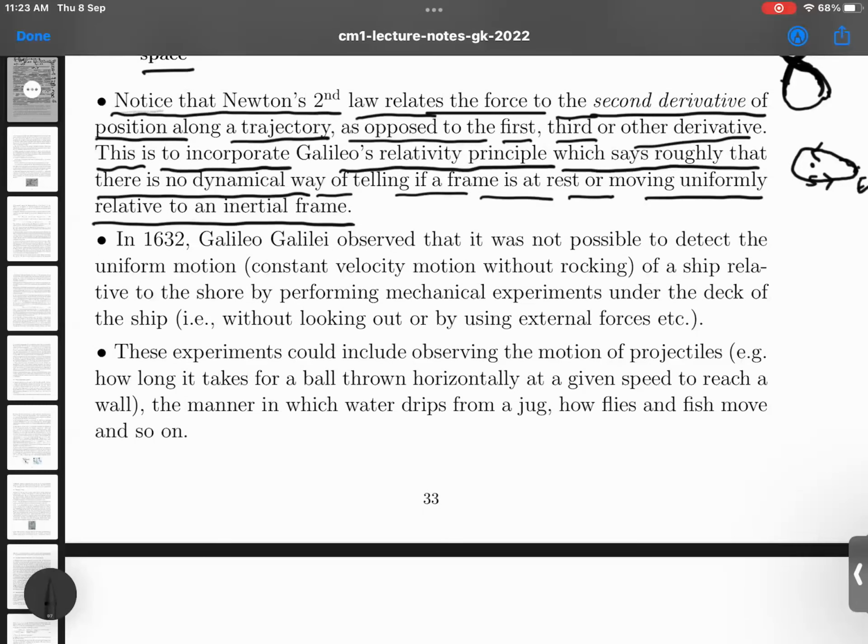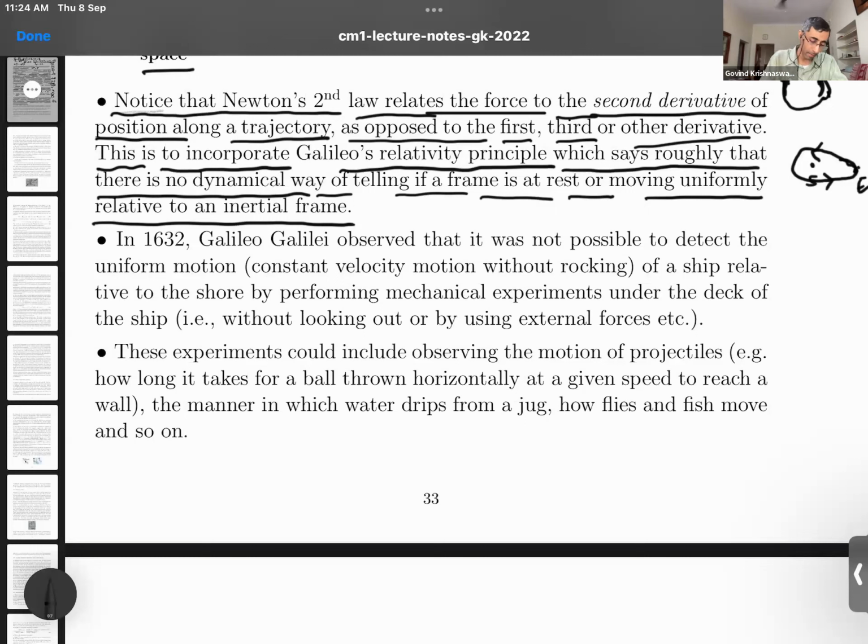Sir, why is this? How will you justify this? That why there is no dynamical way of telling? How will you justify it? By checking. I'm going to tell you how Galileo checked it. Galileo didn't simply say this. He tried it out and then deduced that this must be the case. And we are going to recall what he did.